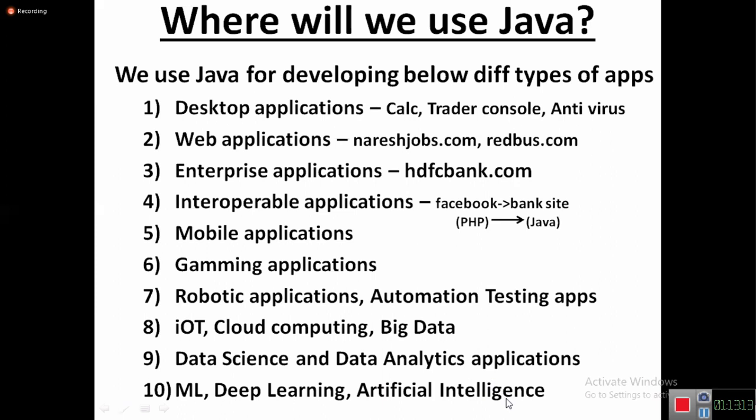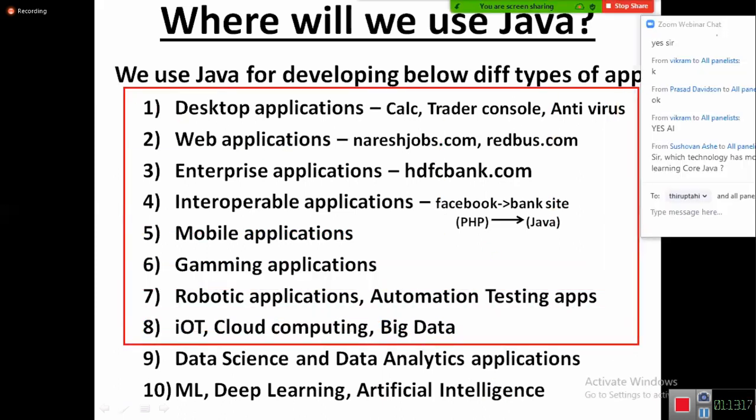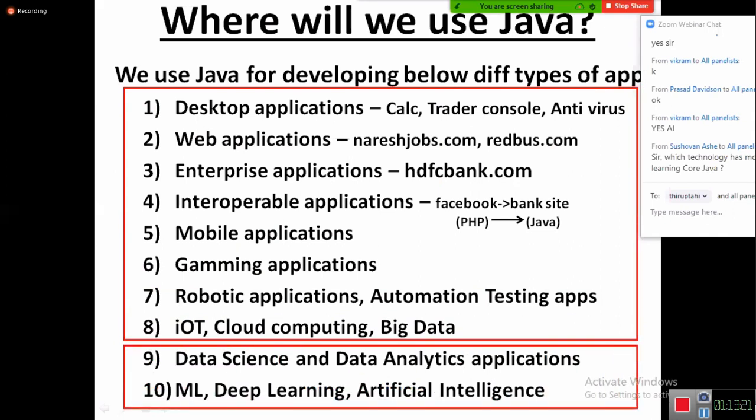Now the very important point you should realize: using Java we can develop these 12 applications, but using Java we cannot develop these applications. Not possible. But these applications are being developed by using a new language called Python plus R language. Some people are using Python, some people are using R language.